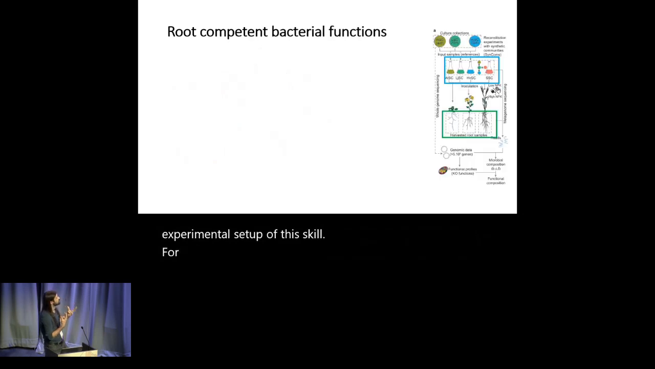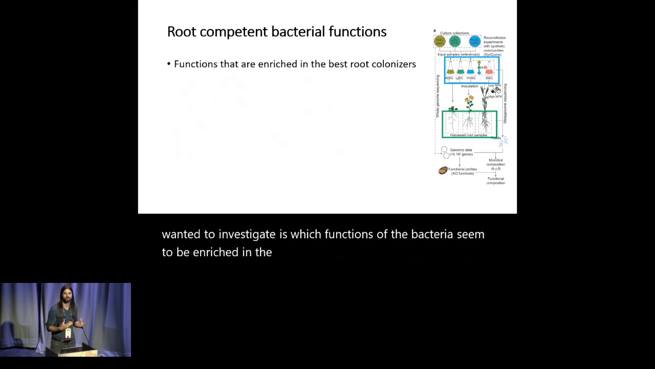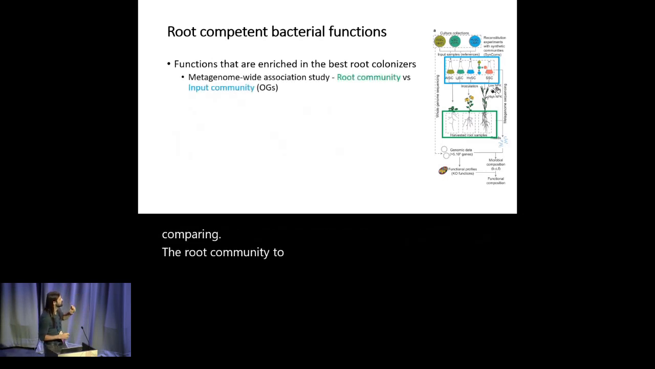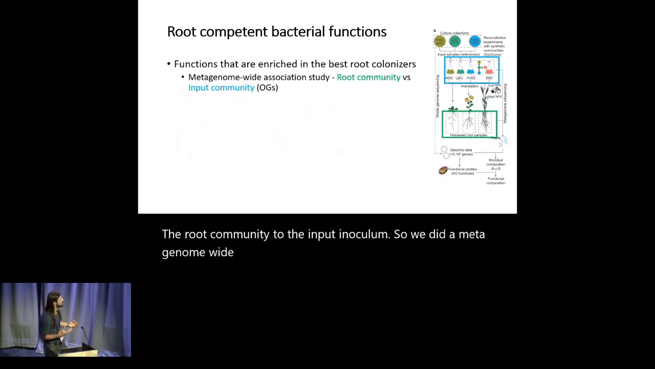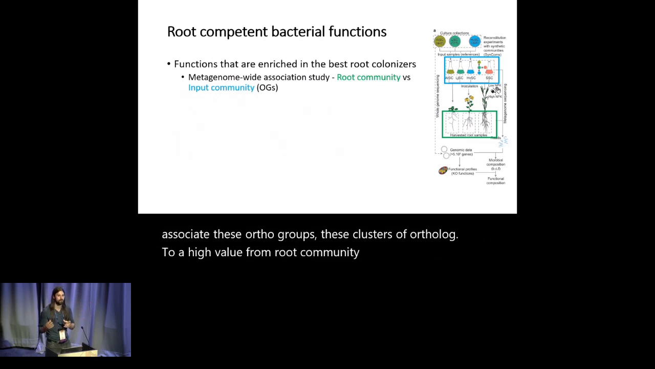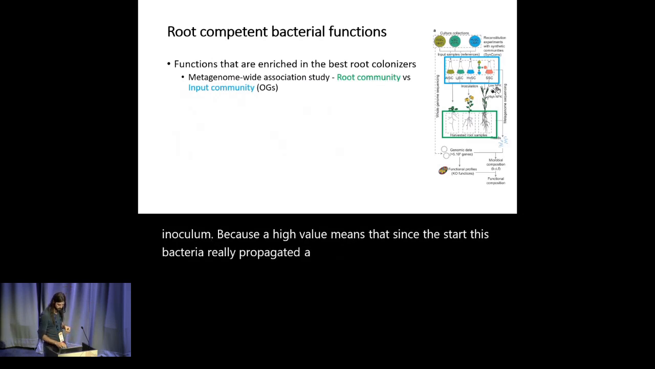For the root competent bacterial functions, what we then wanted to investigate is which functions of the bacteria seem to be enriched in the best root colonizers, the colonizers that have a high abundance in the roots. We define that by comparing the root community to the input inoculum. So we did a metagenome-wide association study where we tried to statistically associate these orthogroups, these clusters of orthologous sequences, to a high value from root community compared to the input inoculum, because a high value means that since the start, this bacteria really propagated a lot in the root microbiome.